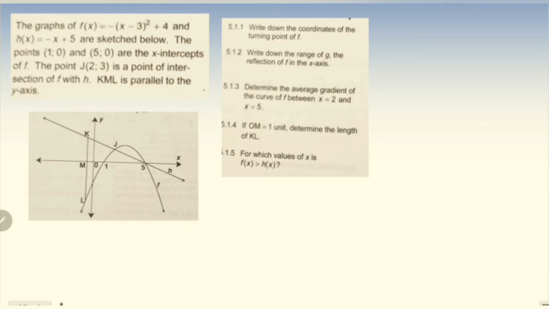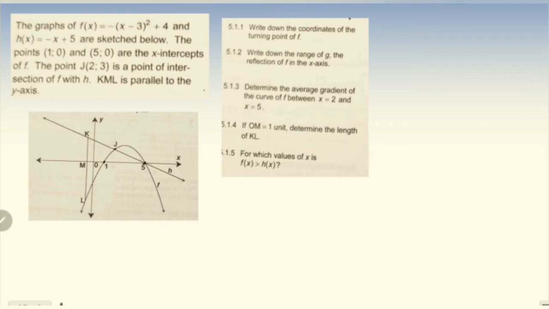So look at here the diagram, parabola. We can see that an equation of parabola is given, that is f of x is equal to minus bracket x minus 3 whole square plus 4, and you can see a straight line also there, that is h of x equals minus x plus 5, a straight line with a negative gradient. And 2 points are there, 1 0 and 5 0. They are the x-intercepts of parabola. Then there is one more point, J 2 3. That is a point of intersection of parabola with the given straight line.